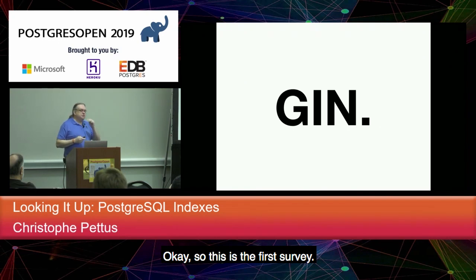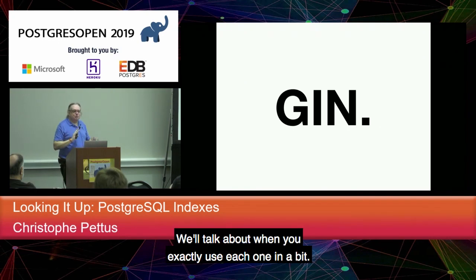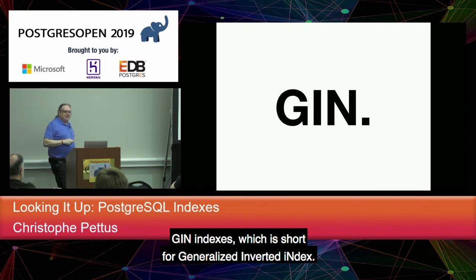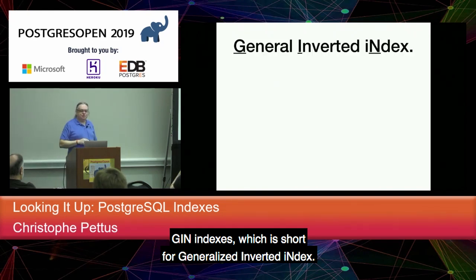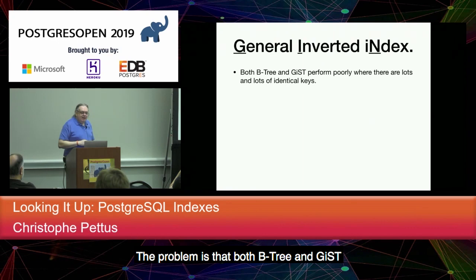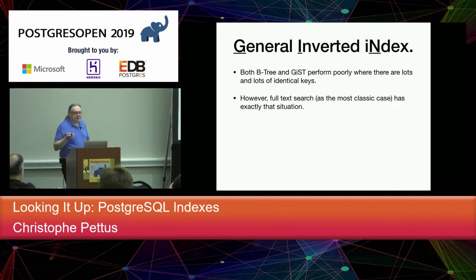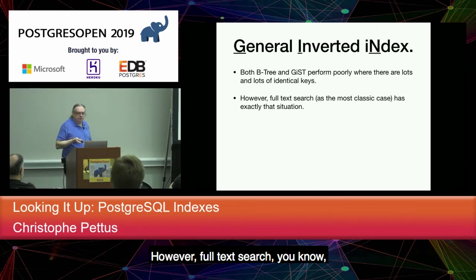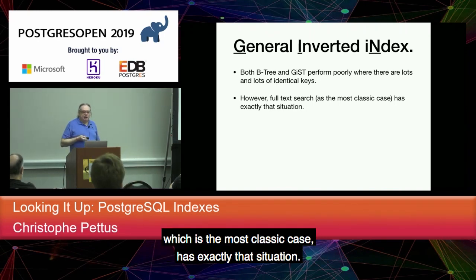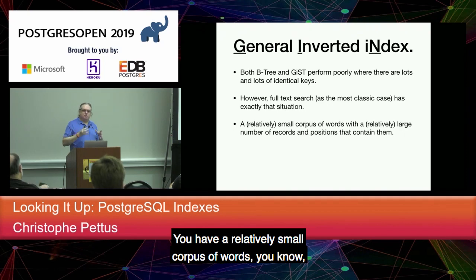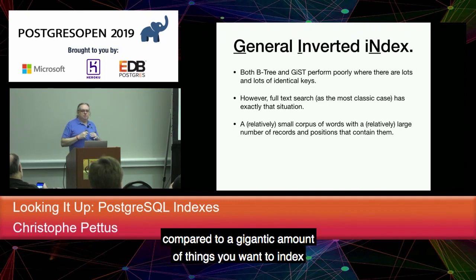Okay, so this is the first survey. We'll talk about when exactly you use each one in a bit. GIN indexes, which is short for generalized inverted index. The problem is that both B-tree and GiST tend to perform poorly by comparison, where there are lots and lots and lots of identical keys. However, full text search, which is the most classic case, has exactly that situation. You have a relatively small corpus of words compared to a gigantic amount of things you want to index that use them.